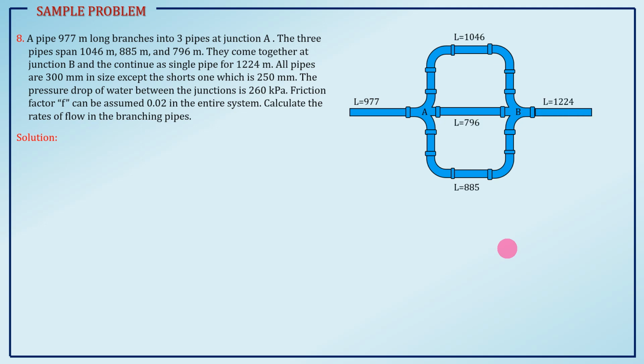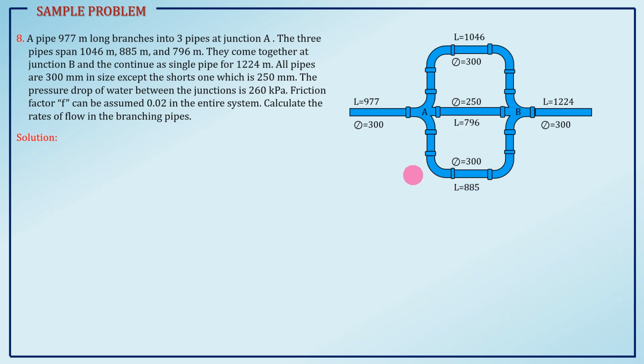1,224 meters. Right. So, all pipes are 300 millimeters in diameter or in size except the short one. So, the short one, let's find the shorter one. Which one is it? So, 977, 1,046, 885, 796, 1224. So, this 796 is the smallest in length, no? The smaller pipe, so it has its own diameter of 250 millimeters. So, the pressure drop of water between the junction is 260 kilopascal.